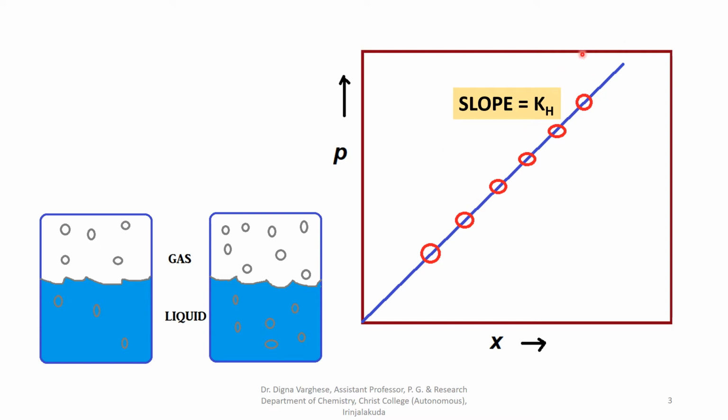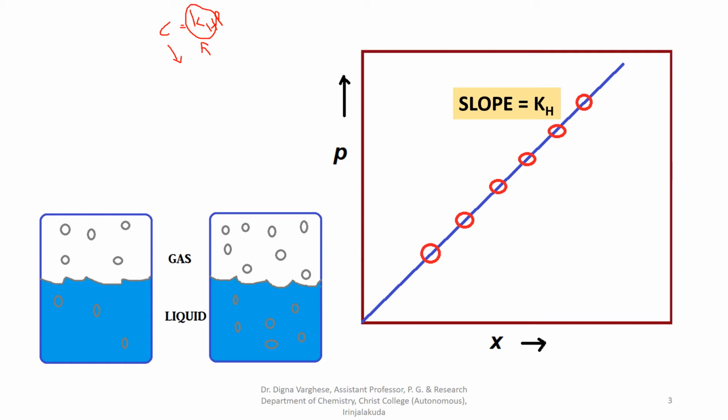The higher the value of Kh at a given pressure, the lower is the solubility of the gas in the liquid. That is, C is equal to Kh into P, or P is equal to Kh into X. If Kh is higher, solubility decreases. Kh is higher, solubility of the gas decreases.